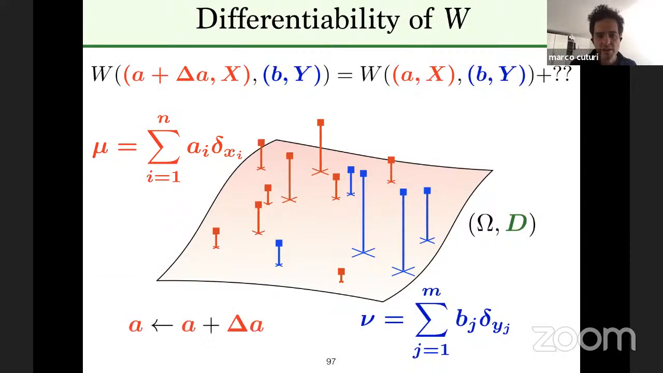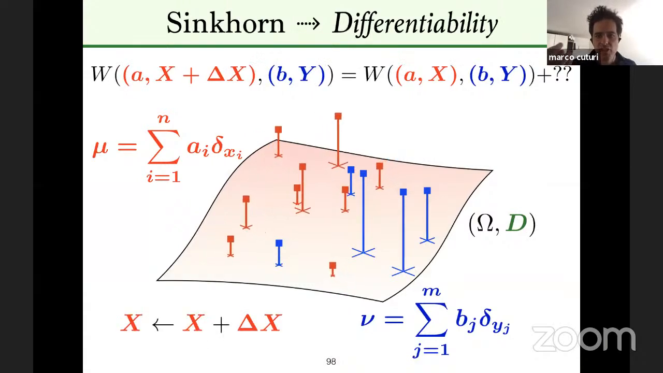The question I want to ask is, what happens if you change a little bit the weights of the measures? Can you compute somewhat a linear approximation of that? And what happens if I change a little bit the locations? And for this, my short answer will be, there are papers that study this from a convex analysis point of view, and there are lots of nice results.